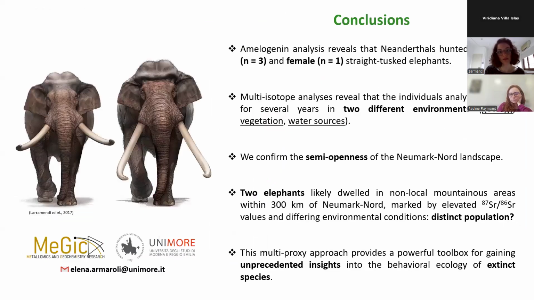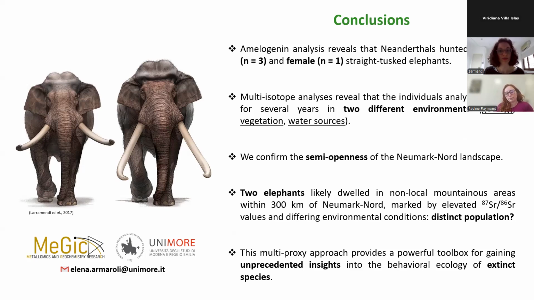So to conclude, we were able to assess for the first time the sex of Hyloxodon antiquus through amelogenin analysis, and we found evidence for Neanderthals that were able to actively hunt both male and female individuals of straight-tusked elephants, which again were the largest land mammals of the entire Pleistocene.